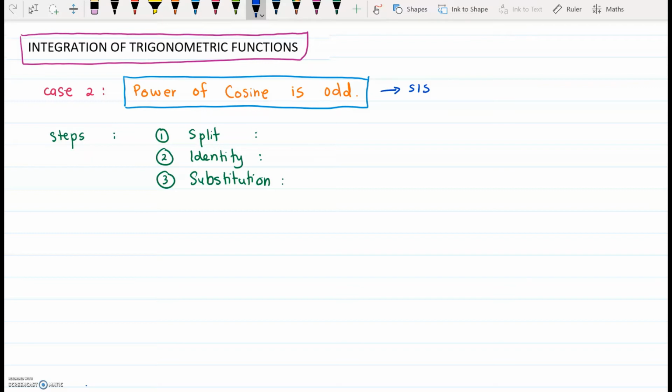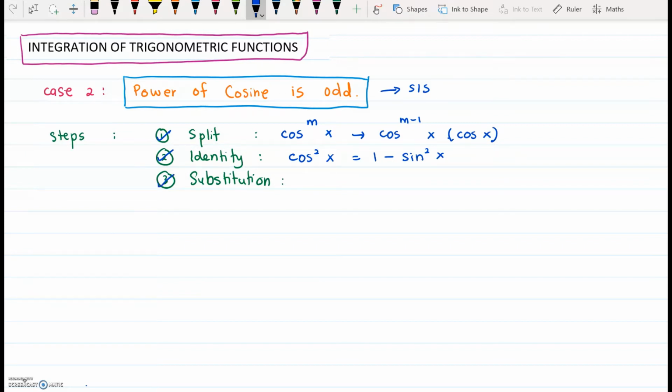So the thing that we need to split in the first step is from cos to the power m of x, you will split until you get the form cos to the power m minus 1 of x times cos x. Secondly, for identity, we will use the identity for cos square x. The formula is cos square x equals 1 minus sine square x. And then the third step we will use the substitution method.